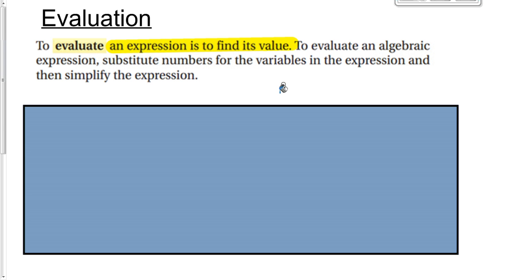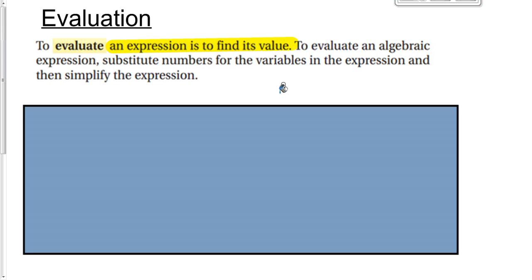All right, evaluation. This is something you've probably seen before as well, and it deals with two types of expressions that we've talked about, either numerical expressions or algebraic expressions. Basically, to evaluate an expression is to find its value. Depending on what expression they give us, for instance, if it's a numerical expression, different numbers with different operations, we can just solve that and come to a value.